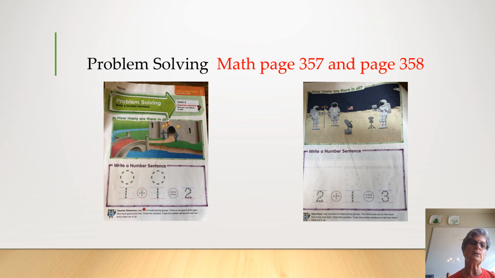So let's look at the bottom of the page. We have a number sentence. Remember, a number sentence tells us a story by using numbers. We have 1 plus 1 equals 2. Now this time take a pencil and trace the 1, the plus symbol, the next one, the equal symbol, and the 2. So you can read 1 plus 1 equals 2, and I'll give you a minute.